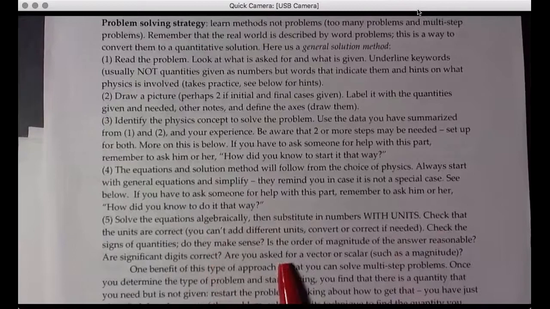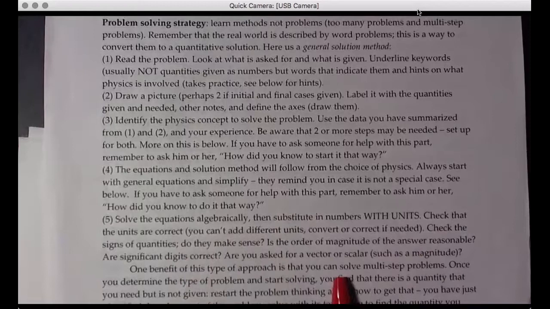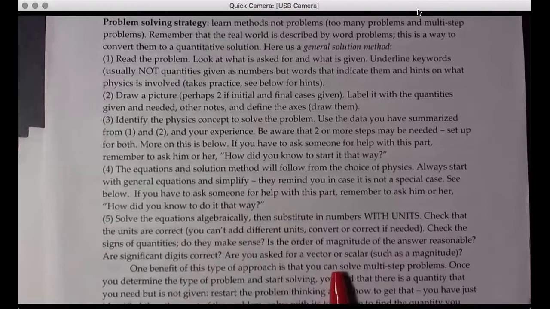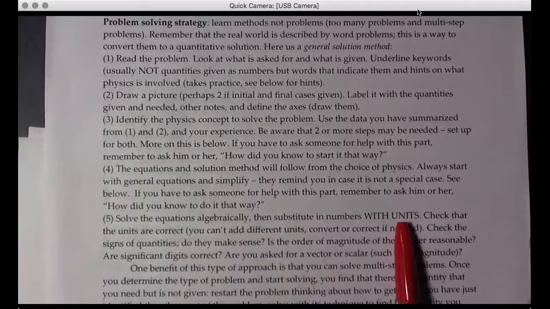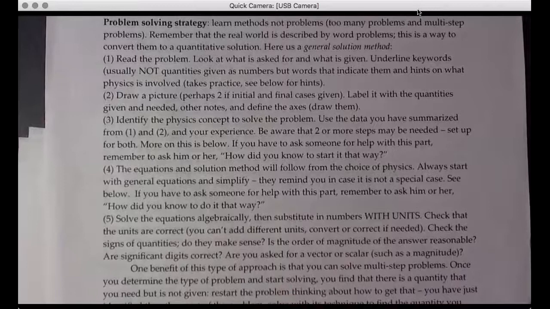Is the order of magnitude reasonable? Does it make sense? You have a vector and you're supposed to have a vector, a scalar and you're supposed to have a scalar. Are you actually answering what the question is asking? That's another common problem, surprisingly, is that you assume it's asking something when it's asking something different. And units can help with that, as can just going back and simply checking for it. And then, of course, multi-step problems are easier this way.